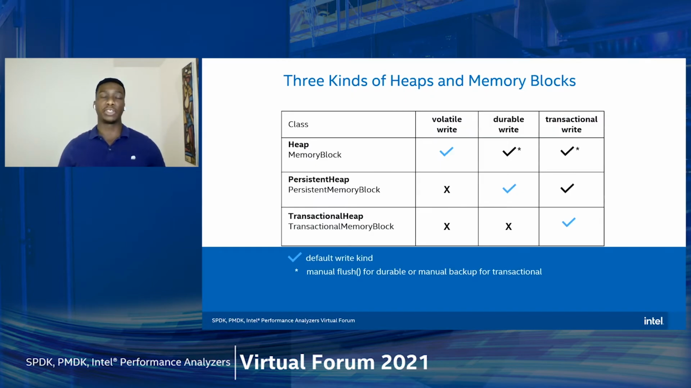This table shows the three kinds of heaps and memory blocks and the corresponding writes that they support. Here we can see there's a transactional heap and transactional memory block, a persistent heap and persistent memory block, and a heap and a memory block. We sometimes refer to the heap as just a general heap. With the general heap and an allocated memory block from there, all kinds of writes are possible.